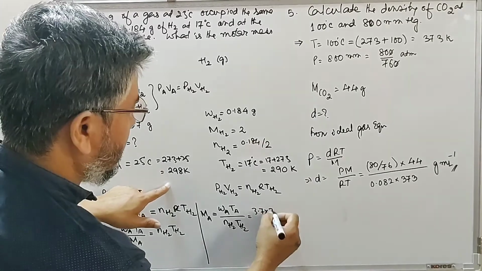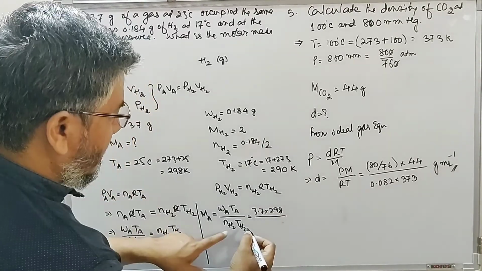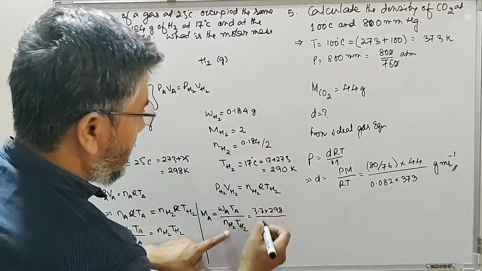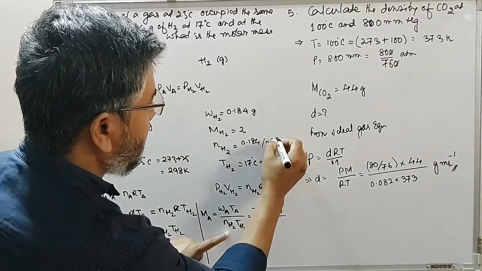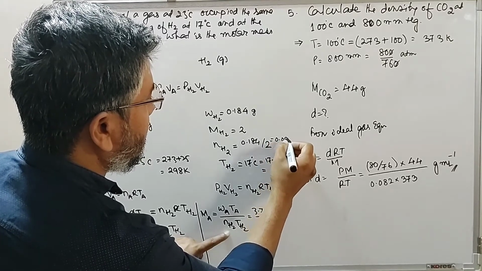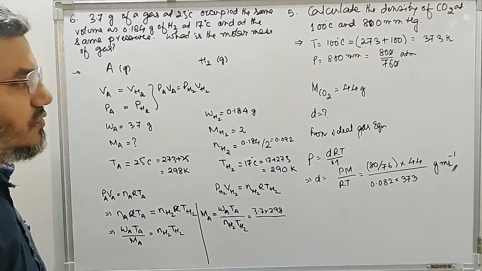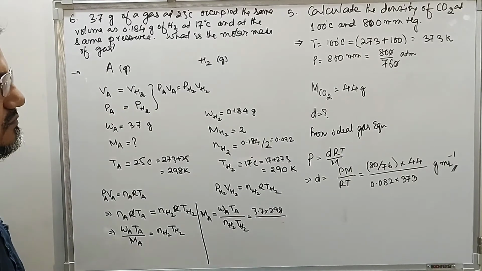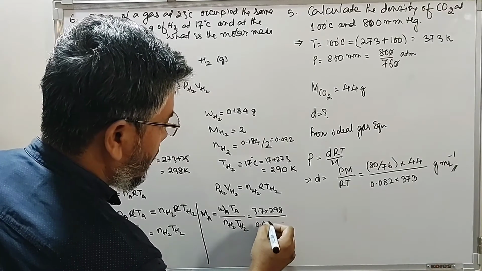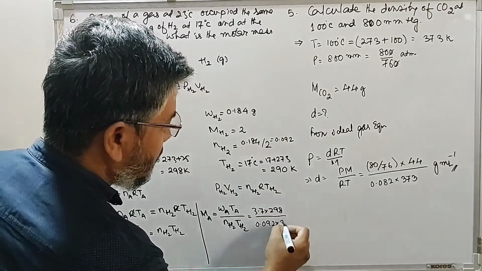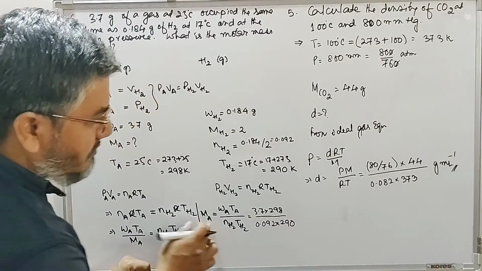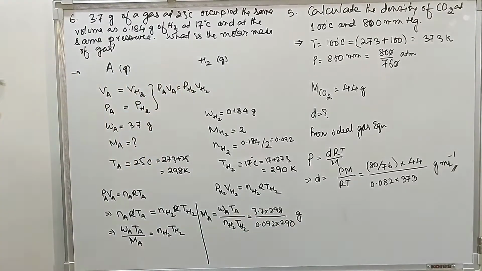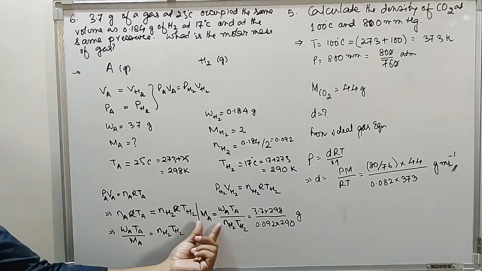TA is 298 Kelvin. NH2 is 0.092, into TH2, that is 290. So this is the molecular mass, and it must be in terms of gram per mole. So this is how we determine the molecular mass based on the given data, and this is how we define these types of molecular mass.